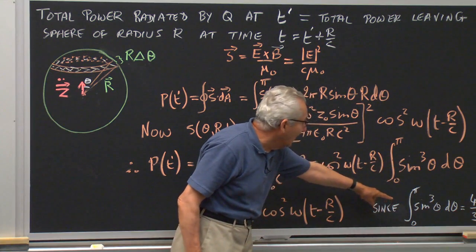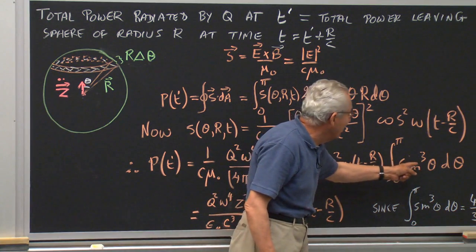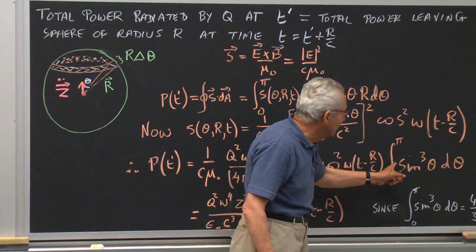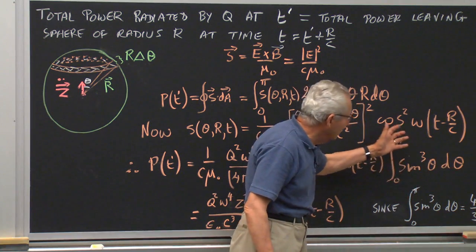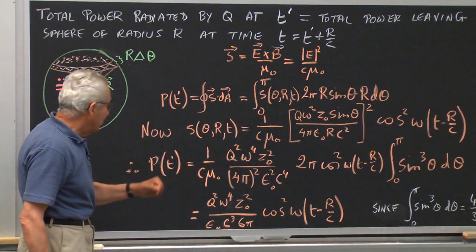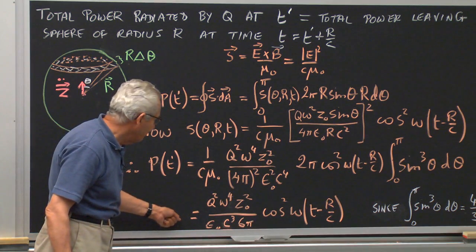I won't waste your time. The way to do it is you can take sine theta d theta to be d cosine theta, and then integrating sine squared theta d cosine theta, and if you do that, you get 4/3. So if I plug 4/3 in for that integral, this is the answer.